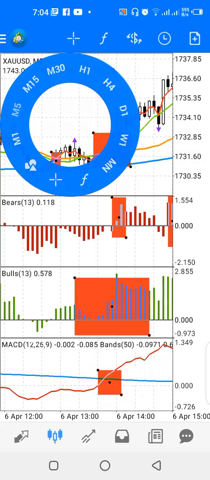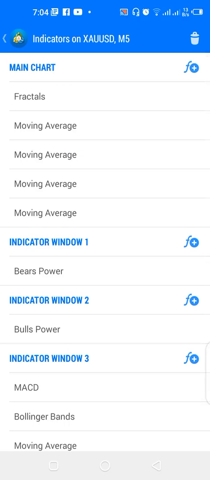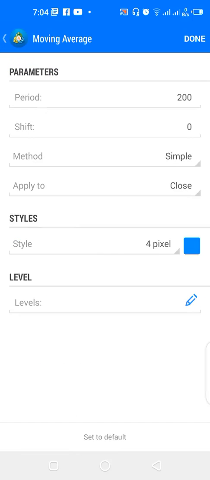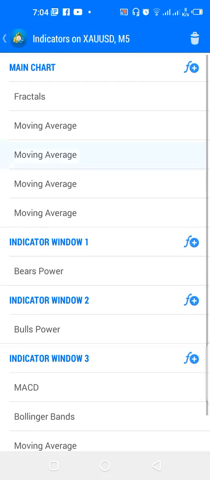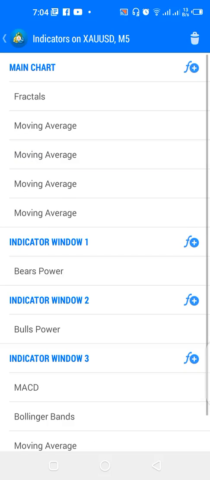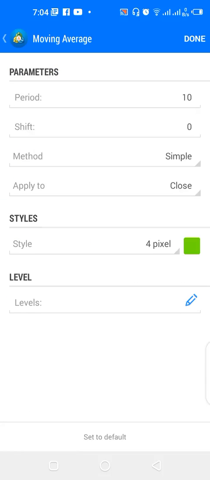Let's look at the parameters and the settings. I have fractals for identifying points of support or resistance. I have a 200 period simple moving average, applied to close. The color is blue. And I have a 40 period simple moving average, applied to close. Color is orange, shift is 0. And I have a 10 period simple moving average, applied to close. Color is green.